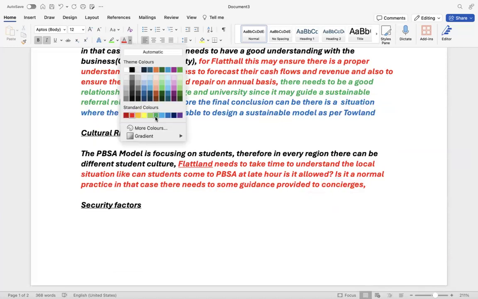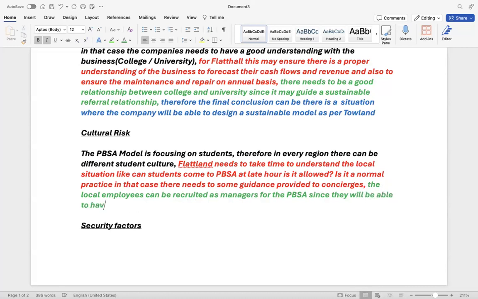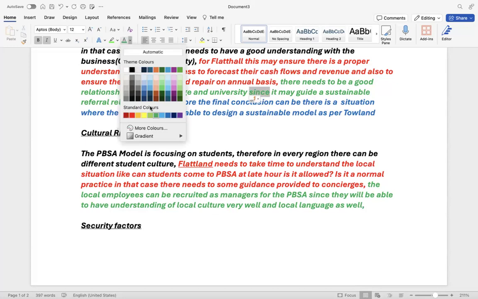And then students, I'll just write down the future. The local employees can be recruited as managers for the PBSA, since they will be able to have an understanding of local culture very well, and also local language as well. And the final one, so can we just focus on the final one?